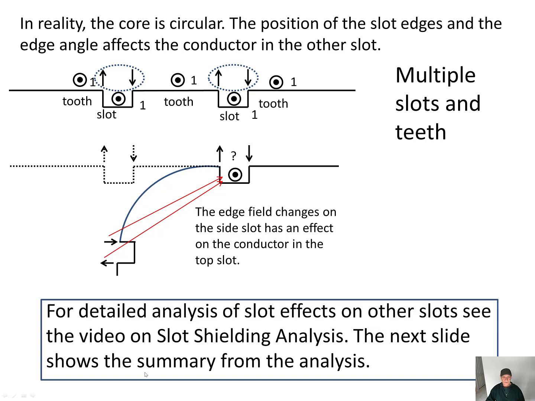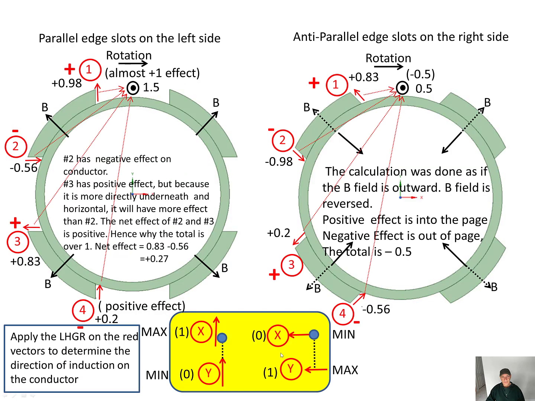The next slide shows the summary from the analysis. So here's the summary, and that's what we chose. We chose parallel edge slots on the left-hand side, and the rotation is to the right. From the analysis, the effect is 1.5. Here is 0.98. Position 2 is minus 0.56. Position 3 is plus 0.83. Position 4 is plus 0.2.